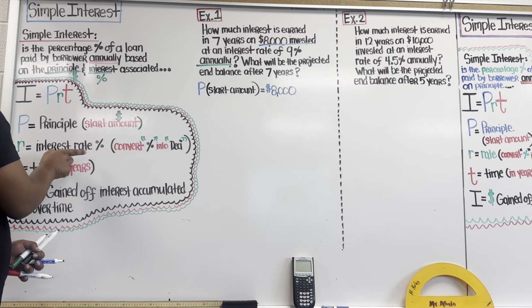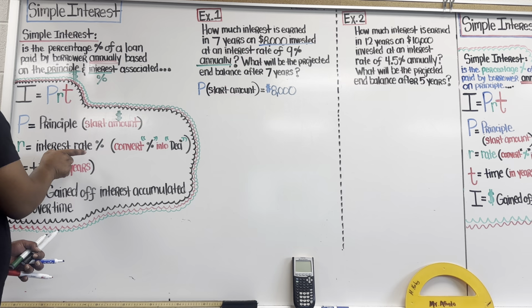So that is simple interest, guys. It's just the money gained off interest accumulated over time. So for example, after 3 years, my account would have increased by $12 because each year it's increasing by $4. 4 times 3 is 12. So my new balance would be $112 if that was the case. Once again, that was just a simple example that I wanted to give.